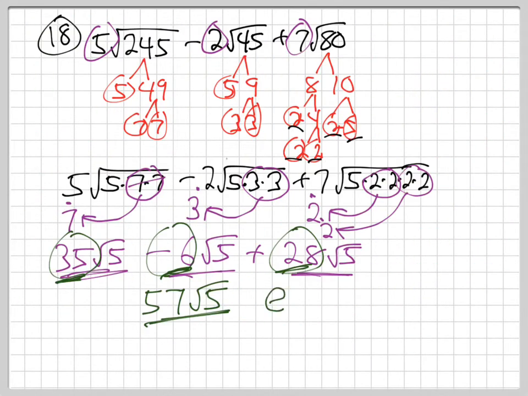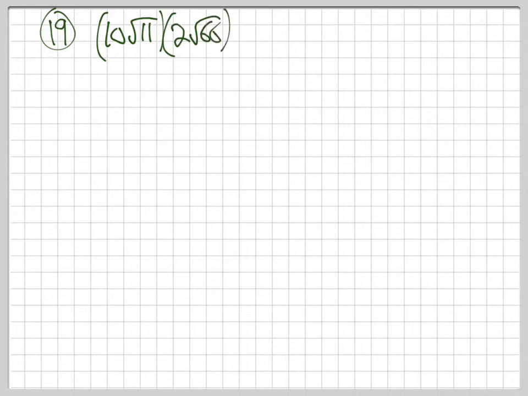So the answer is E. None of these. 57 root of 5. Okay, on to 19 we go. 10 square root 11 multiplied by 2 root 66. Okay. How should we do this?